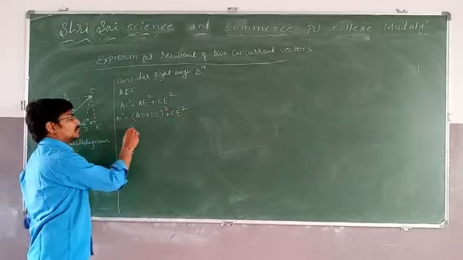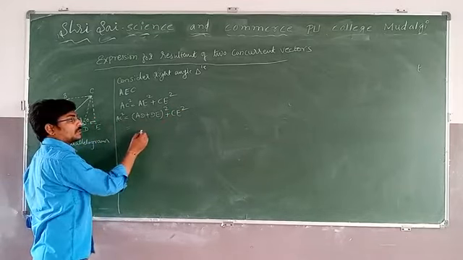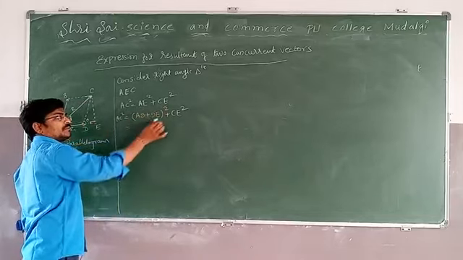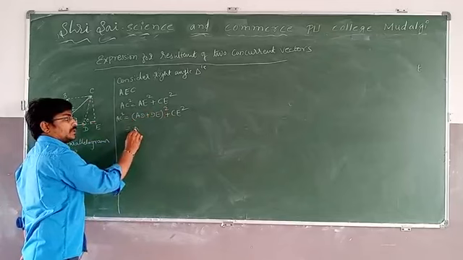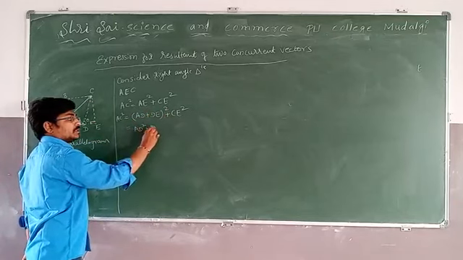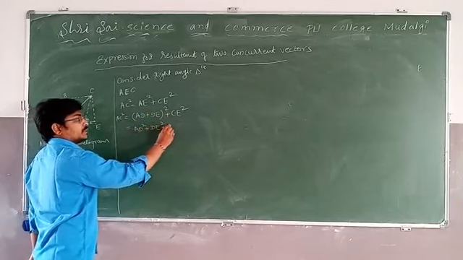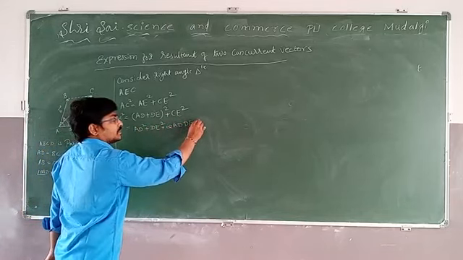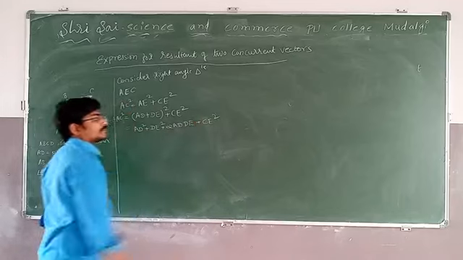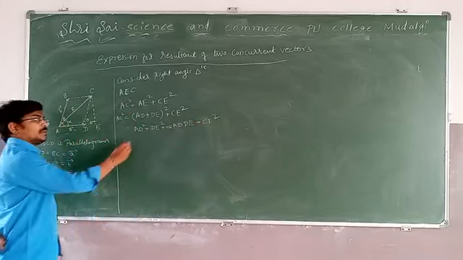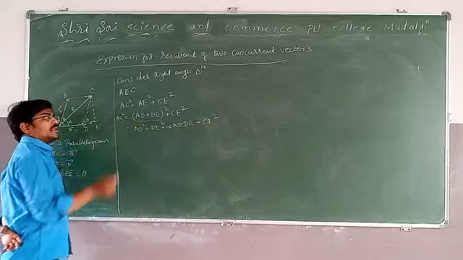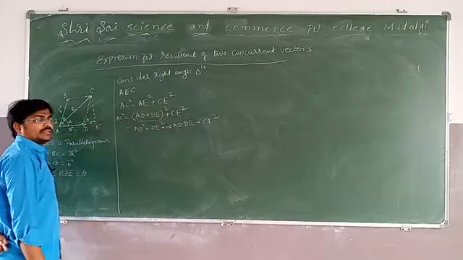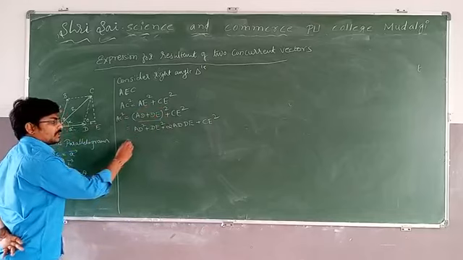What is the AD? We can expand it according to the A plus B whole square formula. It is in the form of A plus B whole square. Therefore AD square plus DE square plus 2AD into DE plus CE square. I expanded this in A plus B form, where A is AD and B is DE.